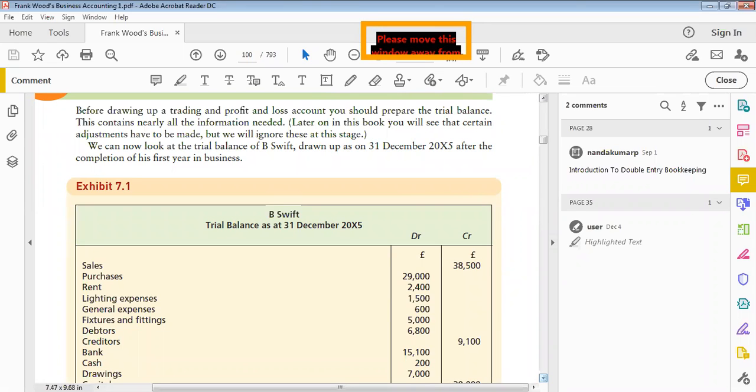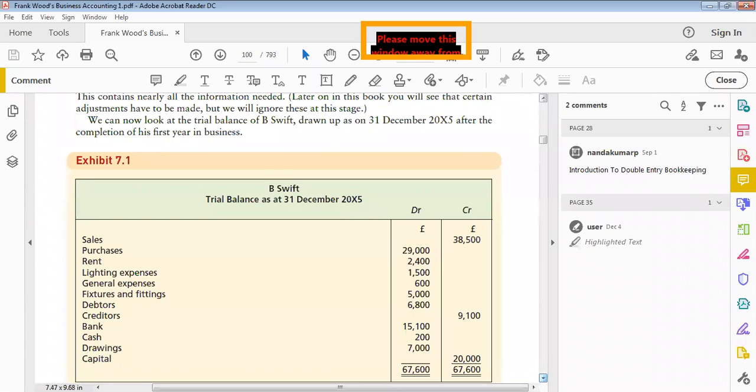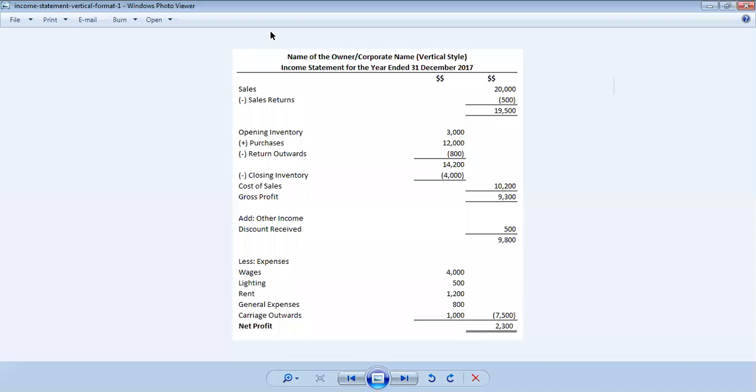Now, before I go any further, folks, I'm going to stop sharing and share something else, because I wanted to draw up a format for the trading profit and loss account. Give me a minute, please. Thank you. All right, thank you for that.